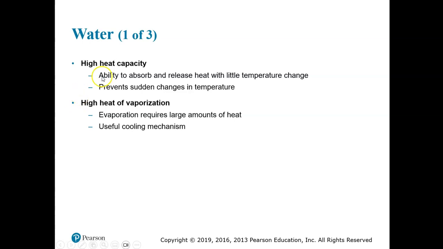So high heat capacity means that water has the ability to absorb and release heat with little temperature change, and that prevents sudden changes in temperature. It helps us to maintain body temperature. So in other words, water does not change temperature quickly when you try to heat it up. You may notice that when you have tried to boil water on the stove.